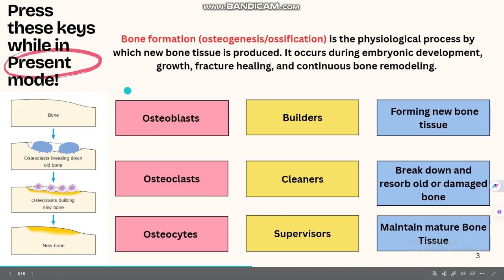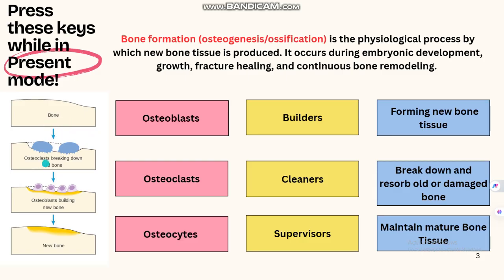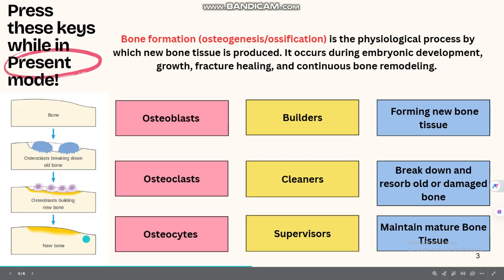Here is a small analogy of this concept. We have a bone. These osteoclast cells break down the old or damaged bone. They form here and these structures are called osteoclasts. Once they start cleaning, osteoblasts get formed and start building the new bone, and finally a new bone is formed. So this is the process.